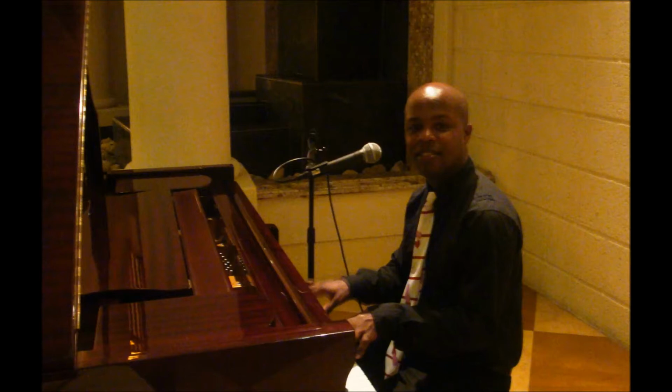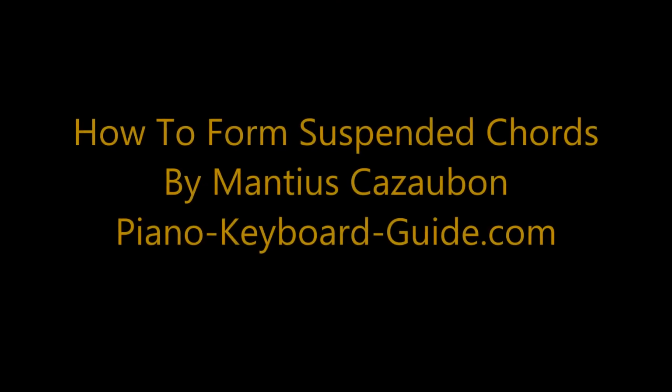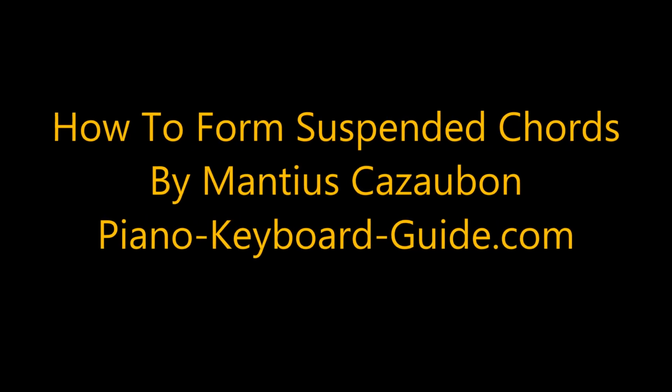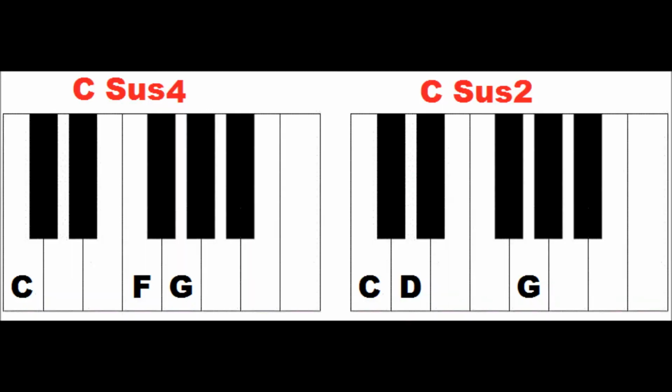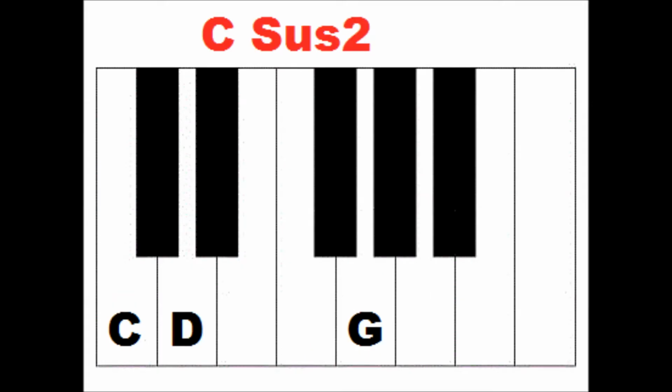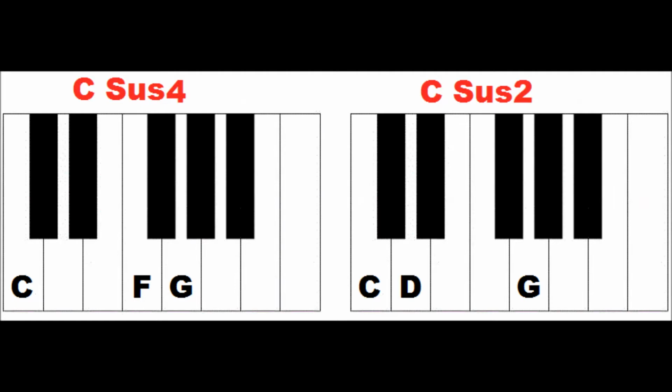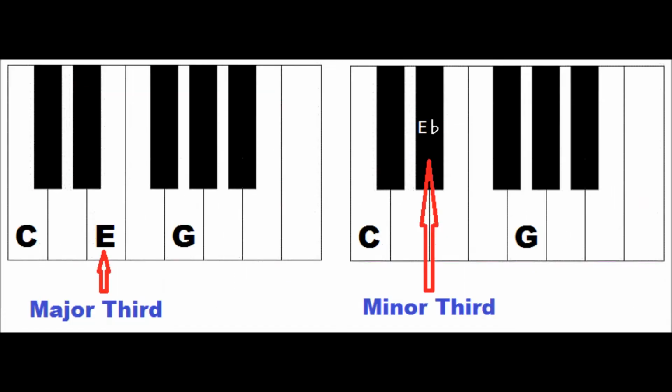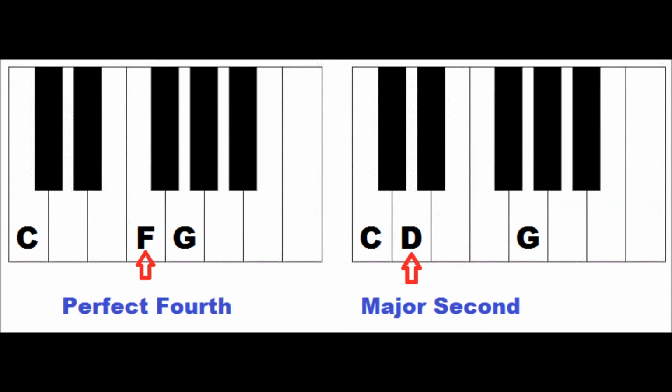In this lesson, we will learn all about suspended chords. We will take a look at two types of suspended chords. They are Sus4 and Sus2 chords. These chords leave out the major or minor third and replace them with either a perfect fourth or a major second.